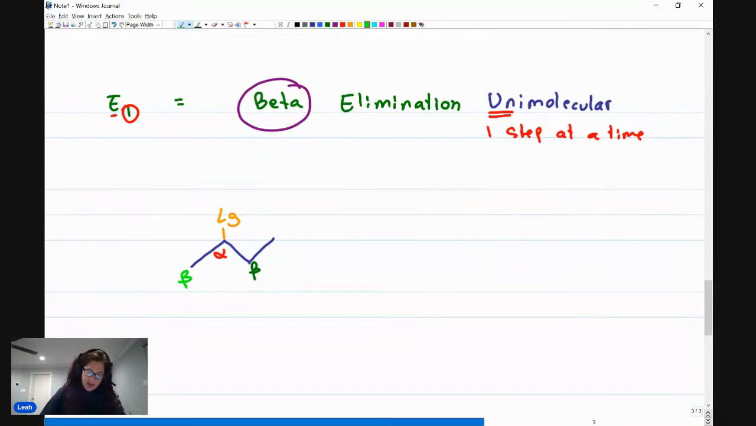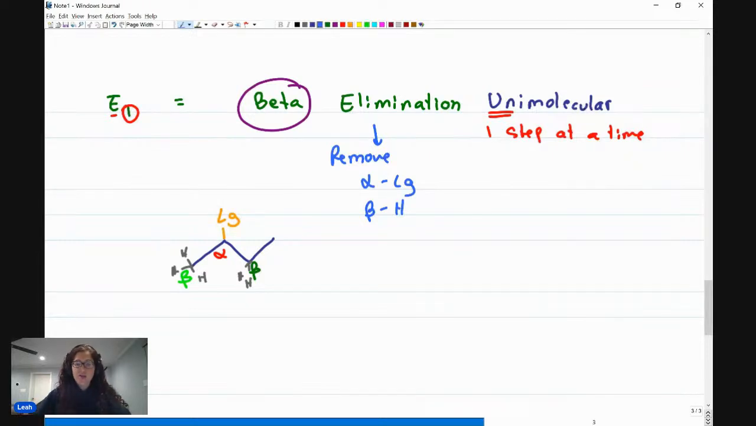And when we're looking at elimination, specifically, we're looking at the hydrogens that are sitting on that beta carbon. So in beta elimination, we're specifically going to remove 2 things: the alpha leaving group and the beta hydrogen. And in its place, we're going to have a pi bond. So the pi bond is going to form where everything left. So let's, well, actually, before we go into the mechanism, we need one more thing.